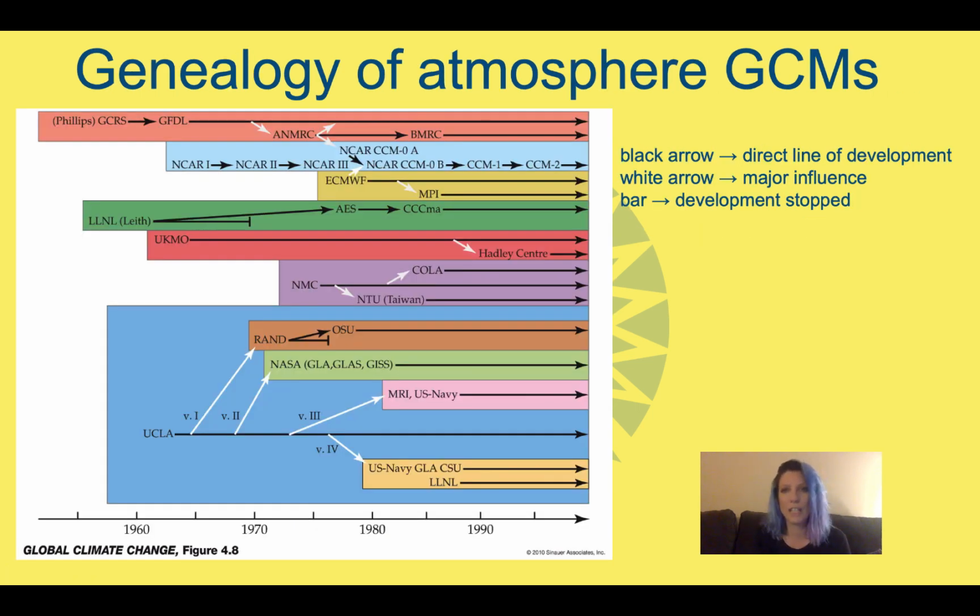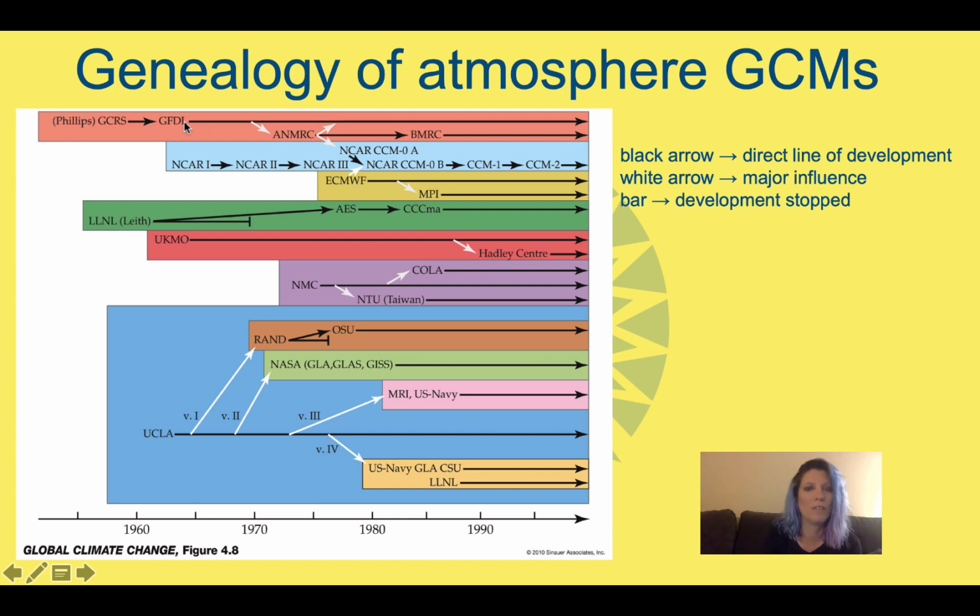So here's kind of a genealogy of global climate models. Now, the black arrows are going to be direct lines of development, so it's going to go from like here to here and then to now, because this is the timeline here on the bottom. Okay. The white arrows are going to be major influences.